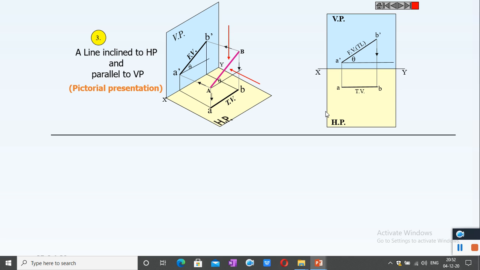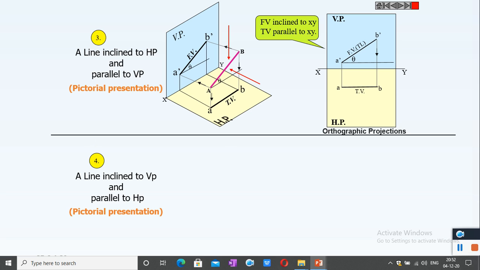This is the method of drawing orthographic projections. Front view is inclined to the XY line and top view is parallel to the XY line. So here the front view only gives the true length of the line.